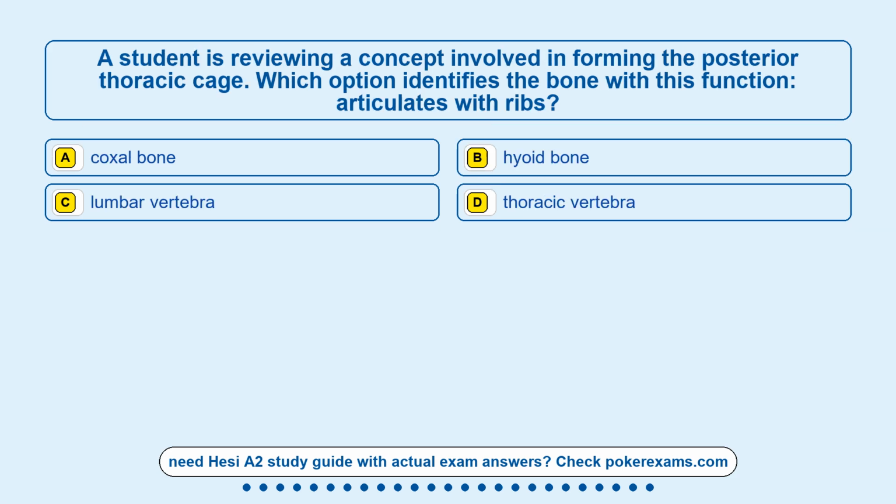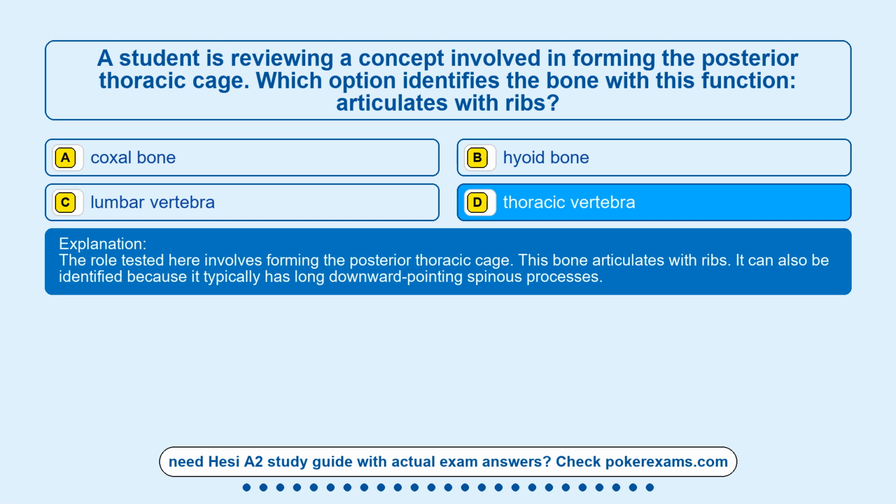Question 11. A student is reviewing a concept involved in forming the posterior thoracic cage. Which option identifies the bone with this function, articulates with ribs? Option A, coxal bone. Option B, hyoid bone. Option C, lumbar vertebra. Option D, thoracic vertebra. The correct answer is option D, thoracic vertebra.